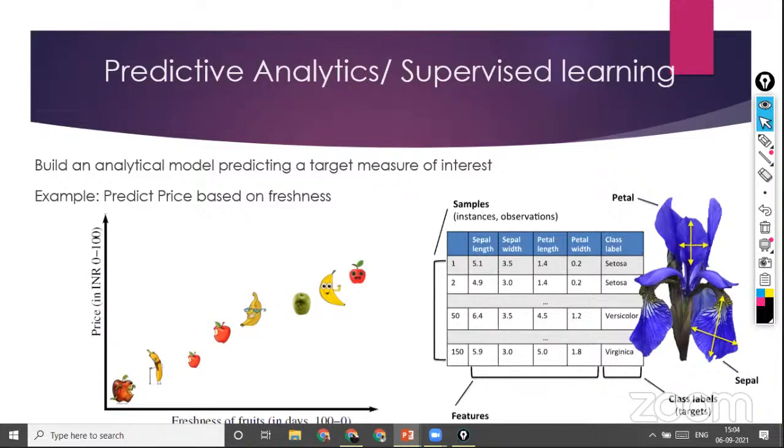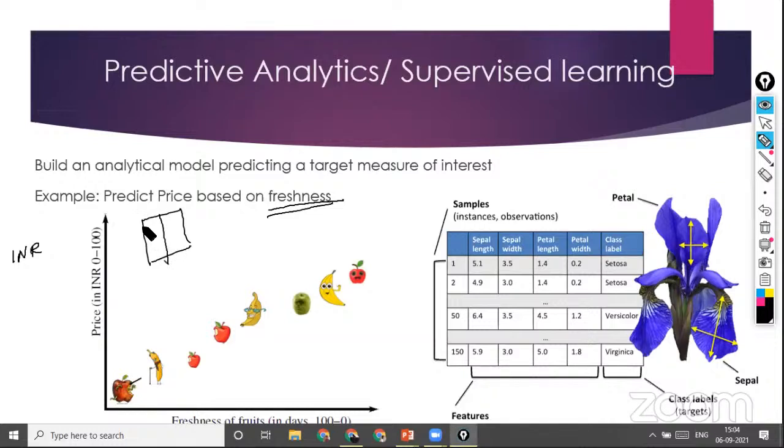So what is this predictive analytics actually doing? Here you can see we have a data set. In the data set, we have a lot of fruits, okay, so information about the fruits. The information is the freshness of the fruits, and also you have the price of fruits, in Indian rupees, say 0 to 100. Okay, so you can consider you have a simple data set. You have two columns here.